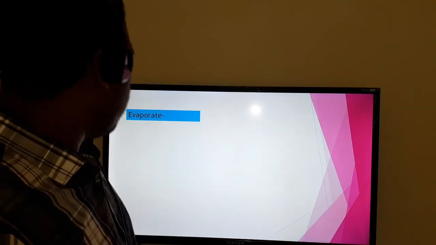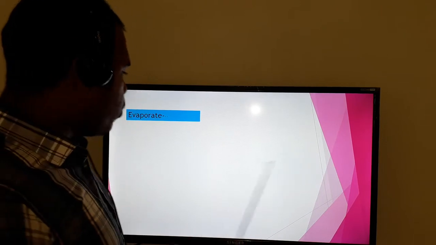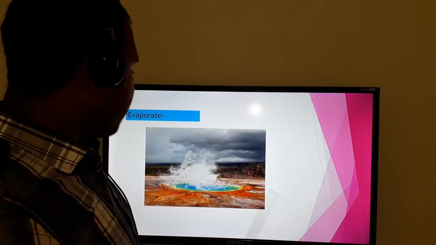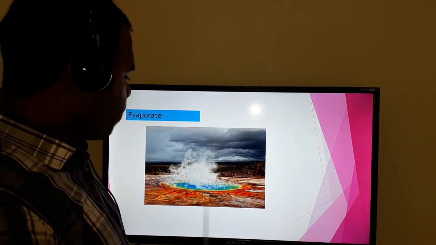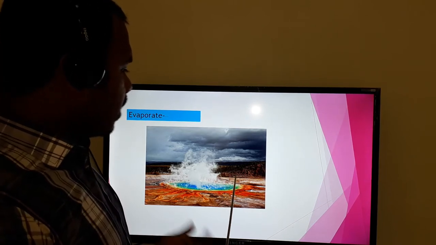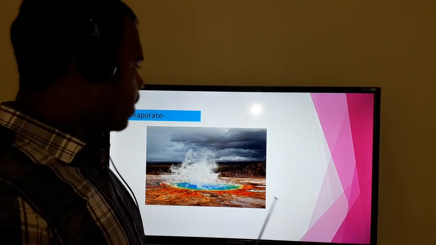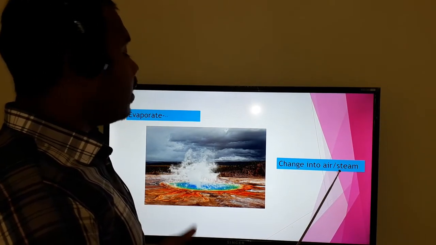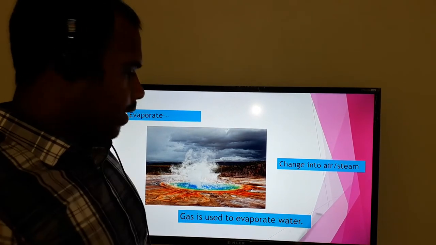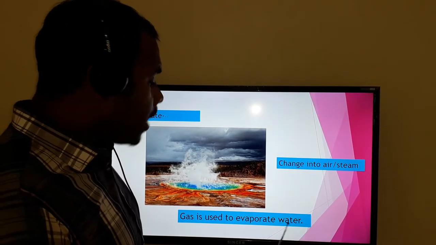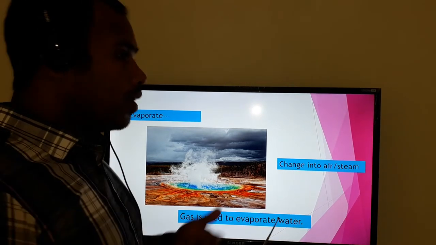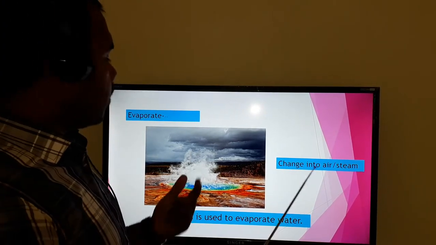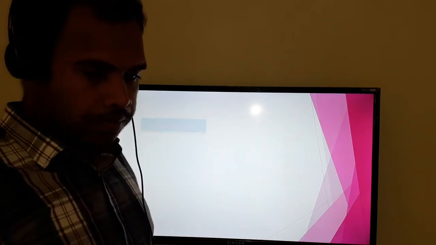Next, you can see another word, evaporate. What is the meaning of evaporate? Some of you, I think, can tell me. Yes, evaporate means, you see in the picture, what do you see? It becomes air, or steam. The water becomes steam. That is called evaporate. So changing into air or steam is called evaporate. Now we will see it in a sentence: gas is used to evaporate water. Gas is used to heat. When we heat water, it evaporates. That is the process of evaporation.